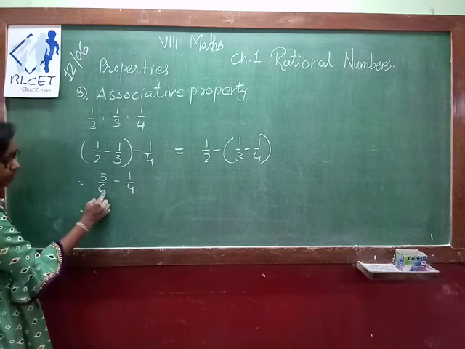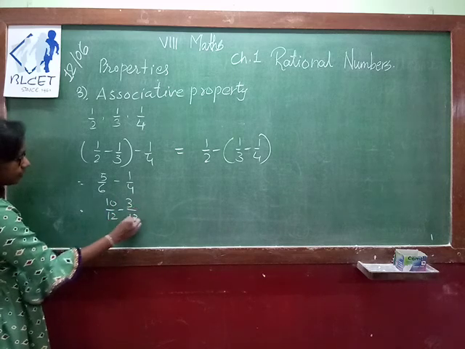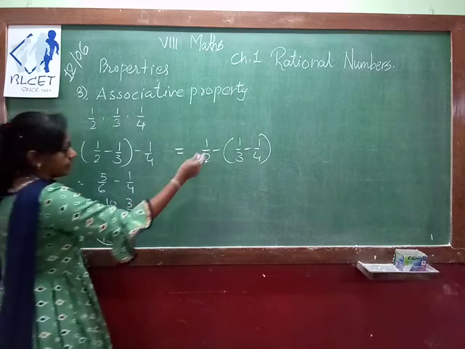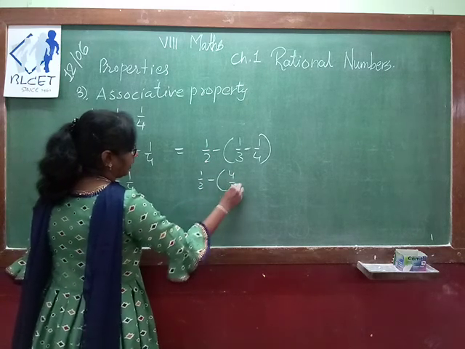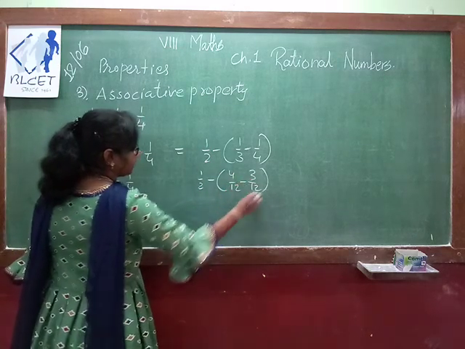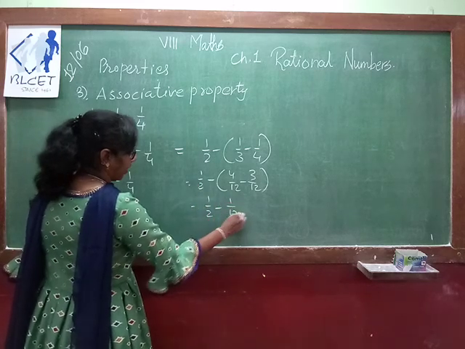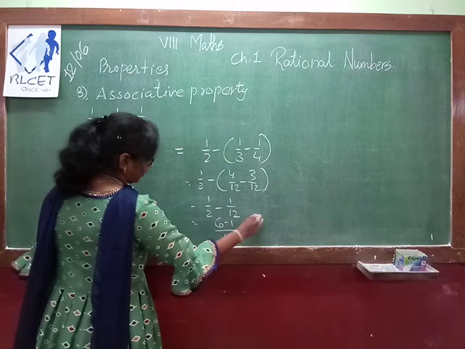Okay. The LCM is 12. 10/12 minus 3/12. So what is your answer here? 7/12. Now let's check this one. 1/2, what is your answer here? 4/12 minus 3/12. So 1/2 minus 1/12. So this is equal to 6 minus 1 by 12.